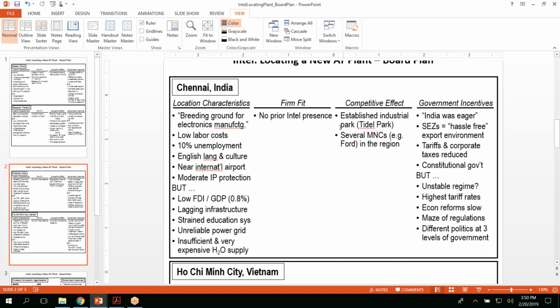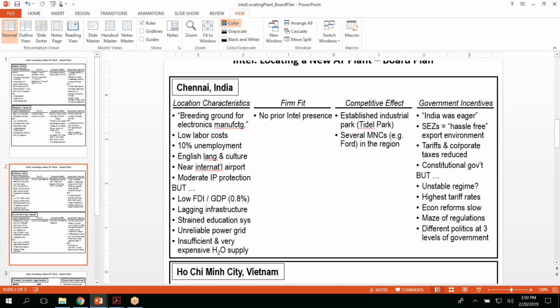Other things about India that I think are important: there is an established industrial park. You can talk about that. There are other firms there. There's not other electronics firms in that park, as far as I know, at least not major electronics firms, but they do have Ford Motor Company there. So there are other multinational corporations that are there. So with government incentives, again, you think about it, there is not a lot of foreign direct investment. So there's certainly an appeal.